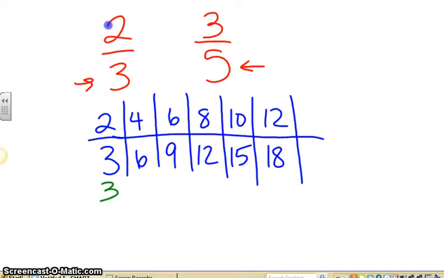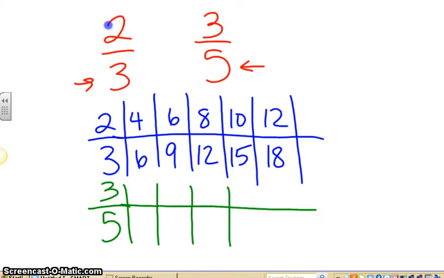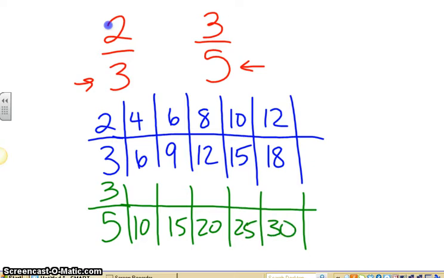So now let me make a table for 3/5. And I draw my table. Remember, I'm never going to go more than 6 or 7. So 5, 10, 15, 20, 25, 30, and 3, 6, 9, 12, 15, 18. So again, what I did was I just found a bunch of fractions that mean the exact same thing as 3/5, my first fraction in the table.